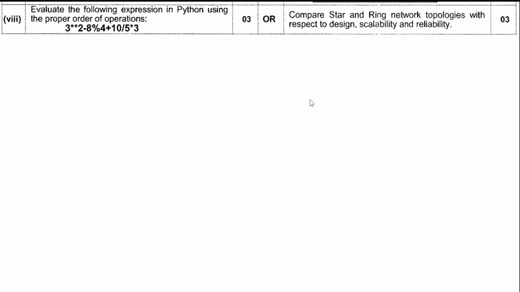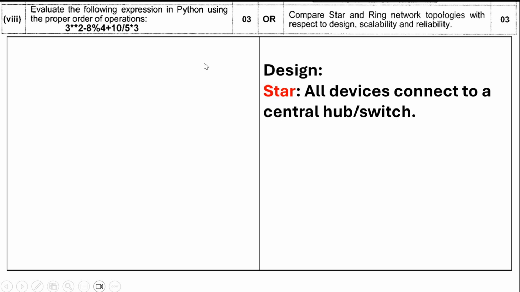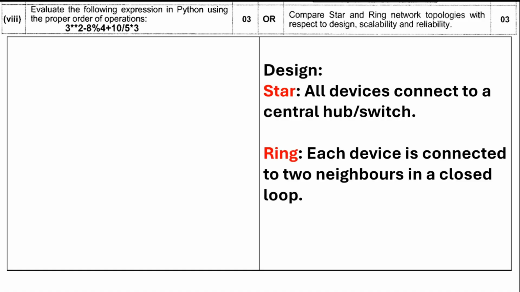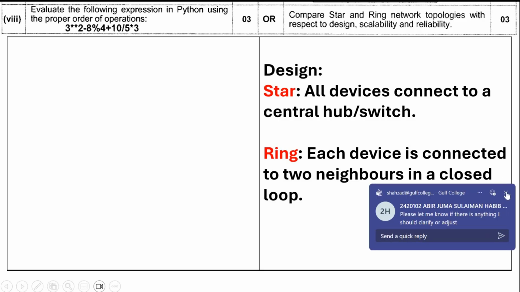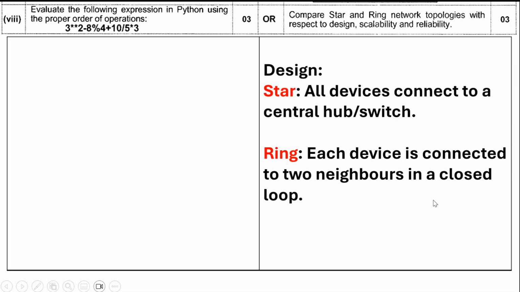Next is the second part of question number 8. Compare star and ring network topologies with respect to design, scalability, and reliability. We will see these 3 factors. Design: in a star topology, all devices are connected to a central hub or switch. There is one central hub, and all the nodes are connected with a separate wire to the hub. In a ring, each device is connected to 2 neighbors in a closed loop.